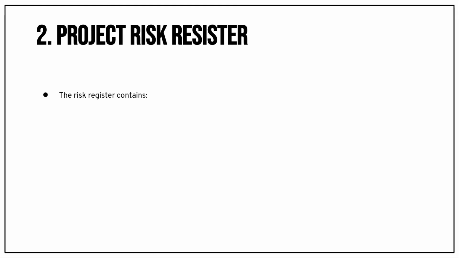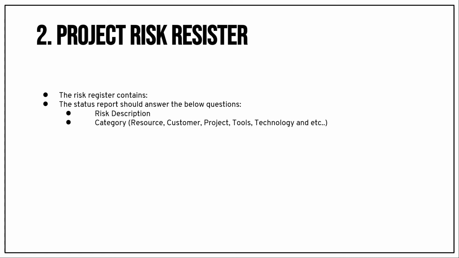So what should the risk register contain? The status report should answer the below questions. First, the risk description, about the risk, and categorize the risk. As I told you, risk may be because of resource, customer, project, tools, technologies, or third party. Anything, like any other risk. Infrastructure also may be a risk.